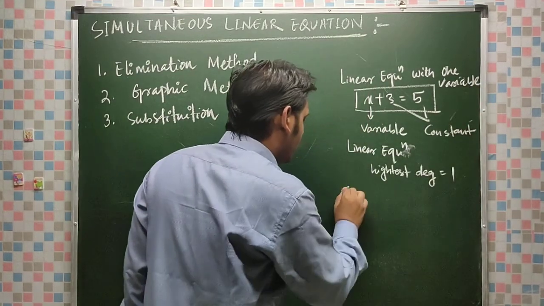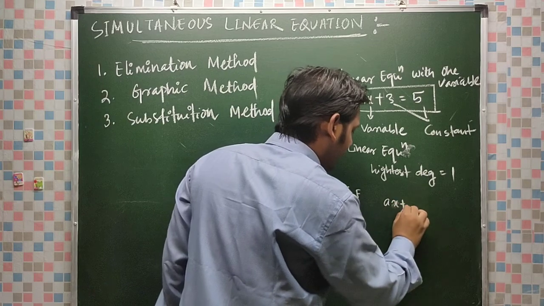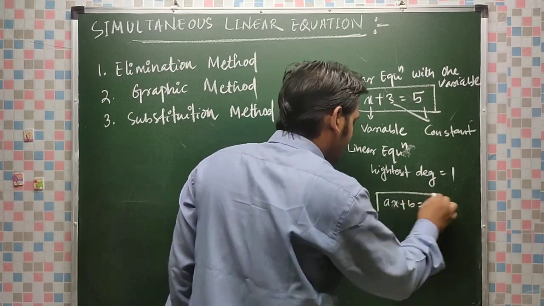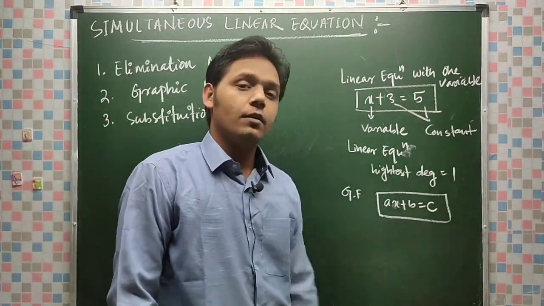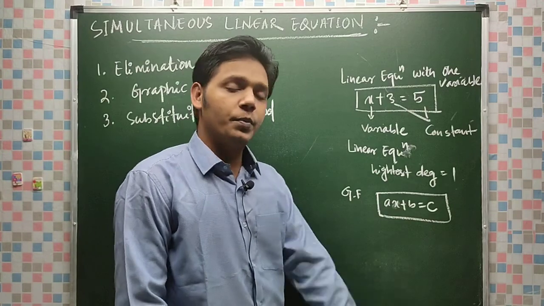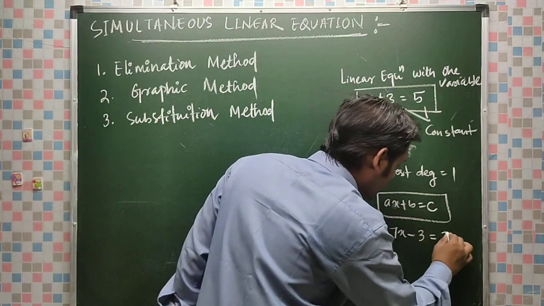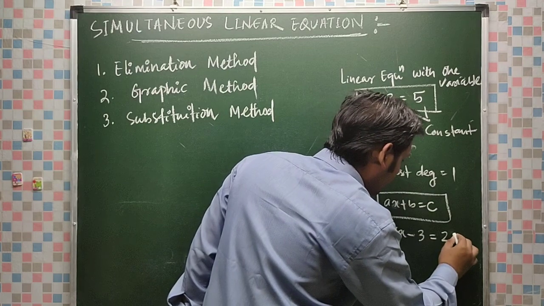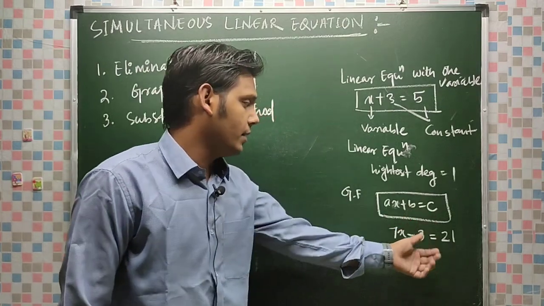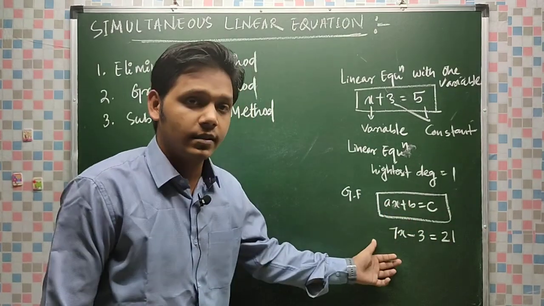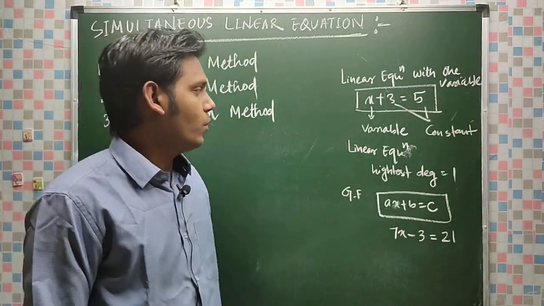The general form of this is ax plus b is equals c, or you can take 0 also, where b and c are constants and a is the coefficient of x. You can take like 7x minus 3 is equals 21. Here you can see b equals minus 3, c is equals 21, and a is equals 7, and x is the only variable. So this is all about linear equation with one variable.